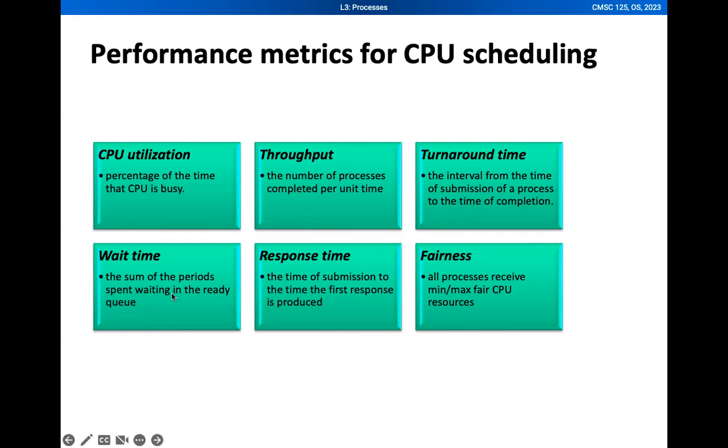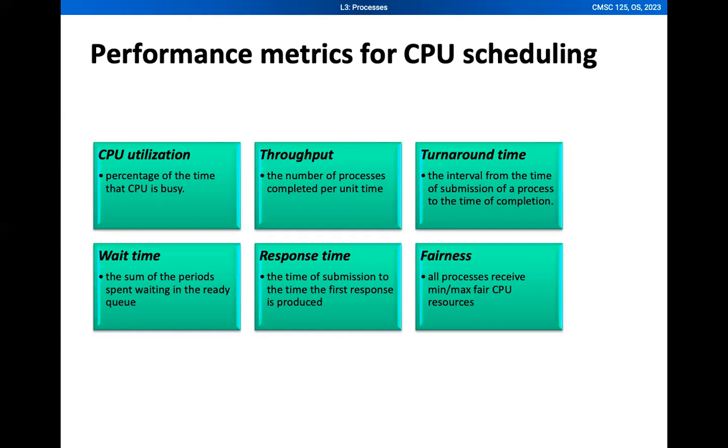Another criterion would be the waiting time. The waiting time is the sum of the periods that are spent waiting in the ready queue. We mentioned earlier that in CPU scheduling, what the CPU does is to select which process to be executed first from the ready processes. So we have a queue that contains all these processes that are ready to execute. If a process is spending too much time in that ready queue without being executed, then its waiting time will also be longer. How can we minimize that? If the time that it spends in the ready queue is long, then it means that your CPU scheduling is not that efficient, right?